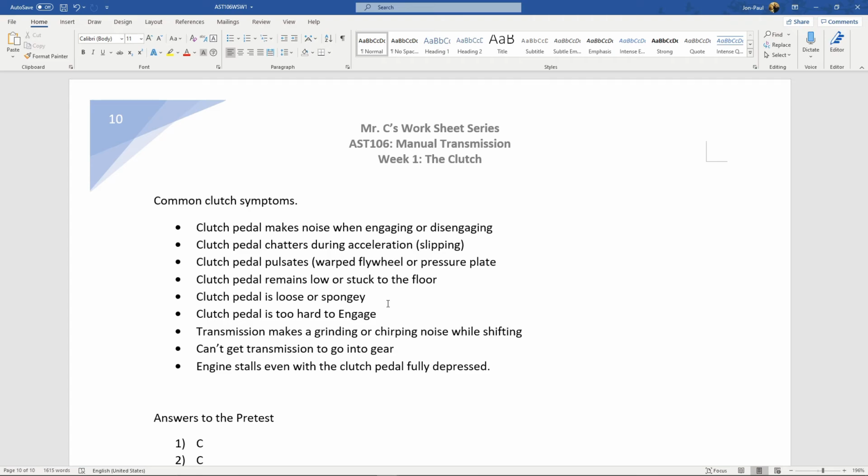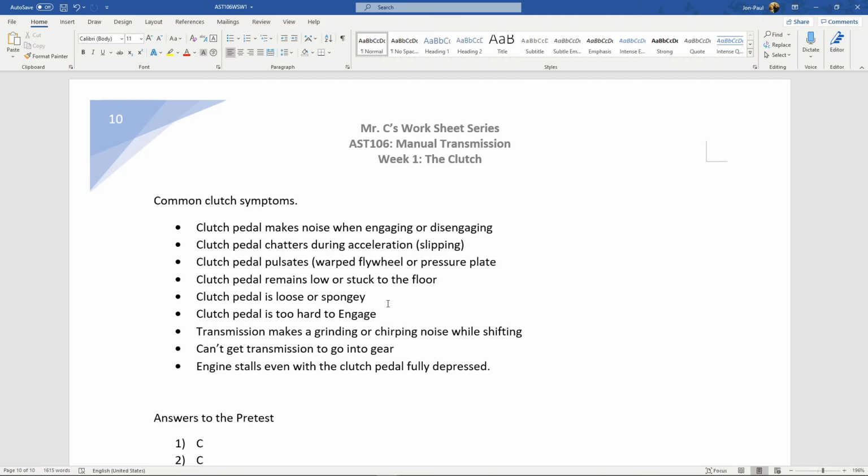If it's in neutral, the output shaft is not spinning, the gears are not meshed together, so they're not touching, and it's making noise. It's safe to assume that it's the clutch because it's the only thing engaged right now. Does that make sense? Then, if it's none of those things, I'm going to shift it into first and listen.